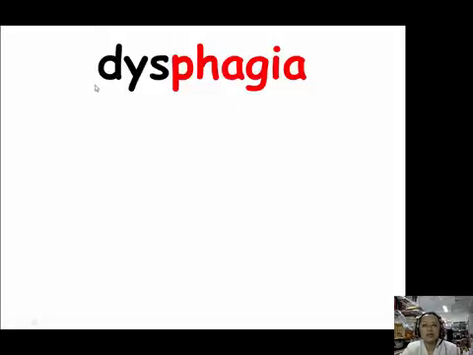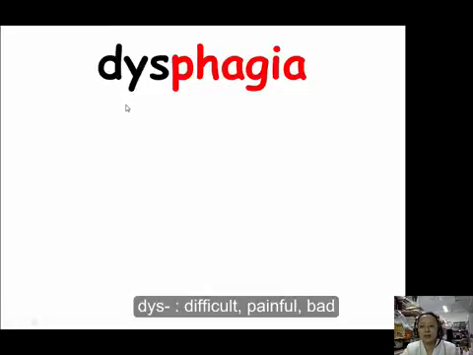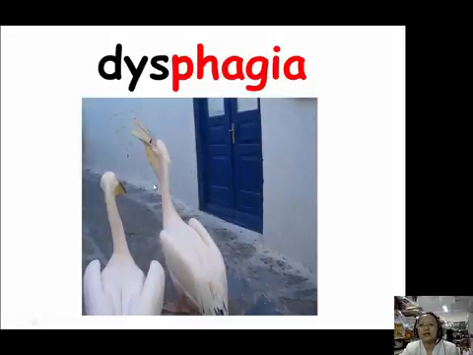The prefix dys means pain, or not being able to do it. So dysphagia is difficulty in swallowing. Like the bird in this picture, it's trying to swallow something, but if it has dysphagia, then it will be really, really hard for it to do it.